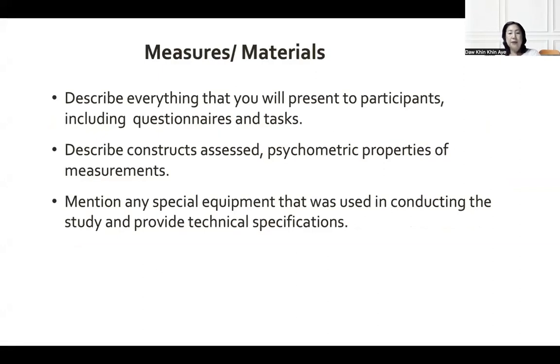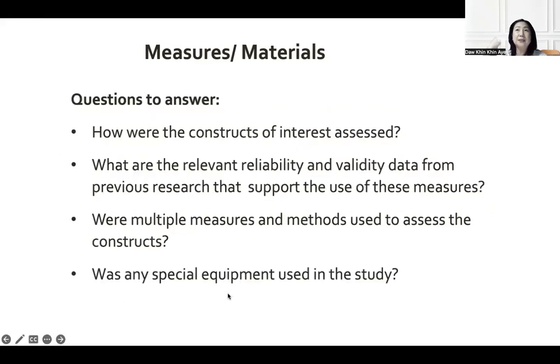Now, when you look at it here, right, as you can see very clearly, describe everything that you will present to, or you presented to, participants, including the questionnaire and tasks. Sometimes it is not possible for you to include the whole questionnaire, then you can put it in the appendix. Describe the constructs assessed if it's quantitative research, and the psychometric properties of the measurements. Sometimes you may need to use a lab or studio, let's say, especially when you would like to measure anxiety. Mention any special equipment that was used in conducting the study and provide the technical specification. Even if you record the data, what is the brand of the recorder, all the configuration, okay?